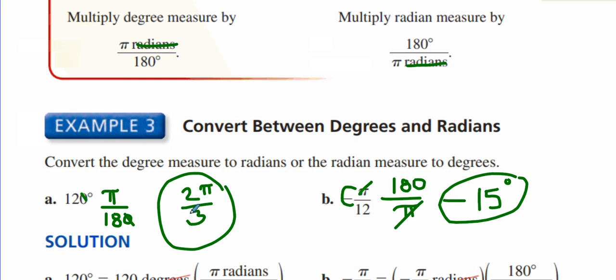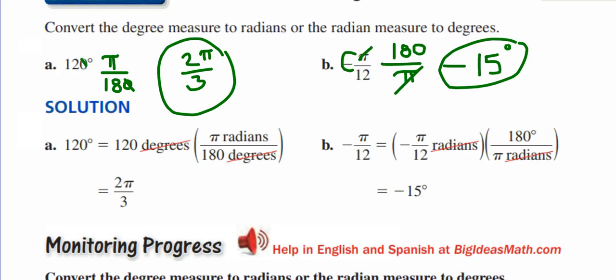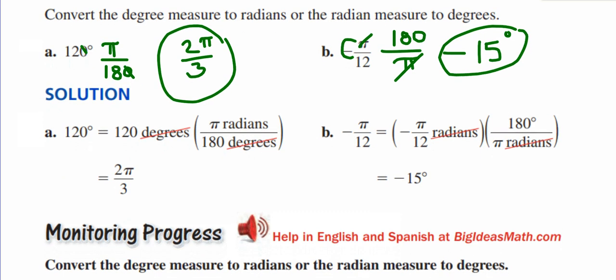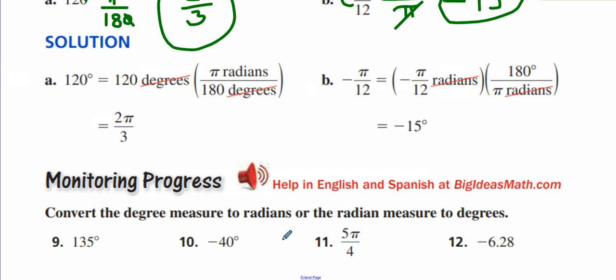So radians, degrees. This radian is the same as this degree. This degree is the same as this radian. All right, cool. And hey, look, I got the same answer that the book got. Awesome. So that tells you I kind of know what I'm doing. I don't know. All right, cool.